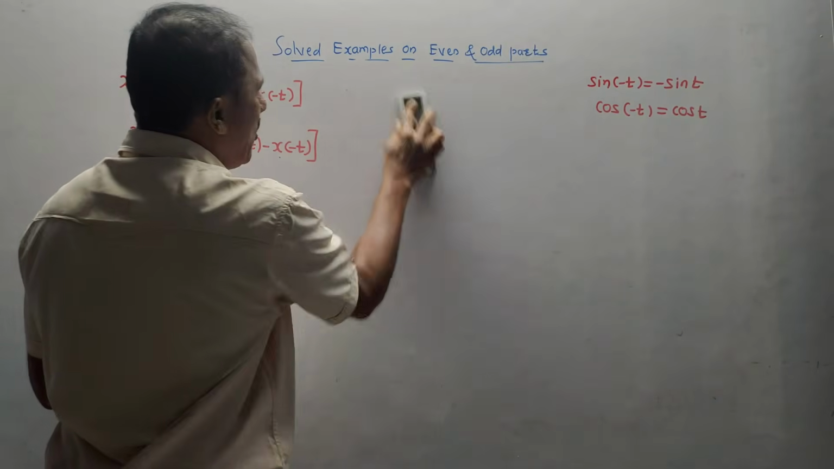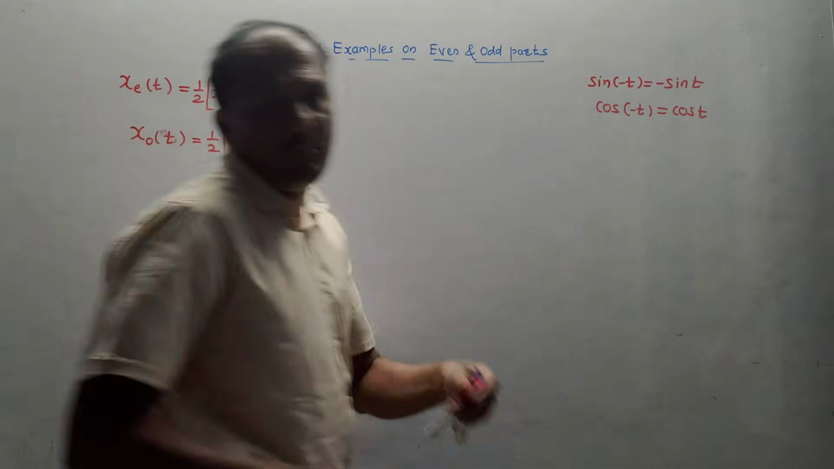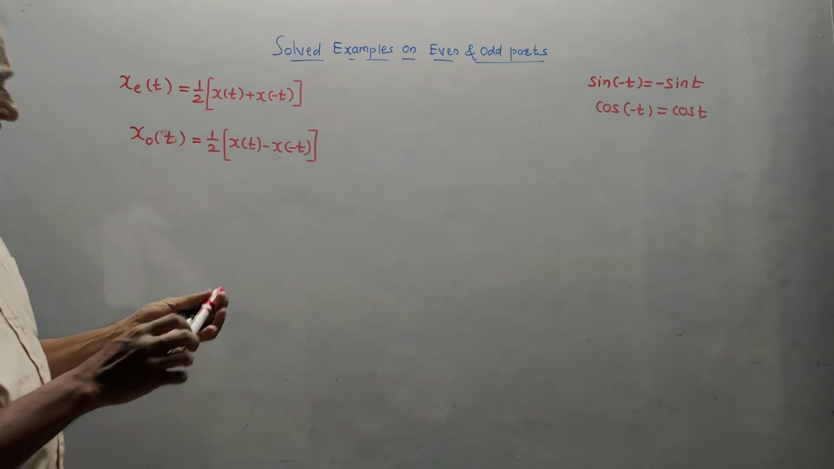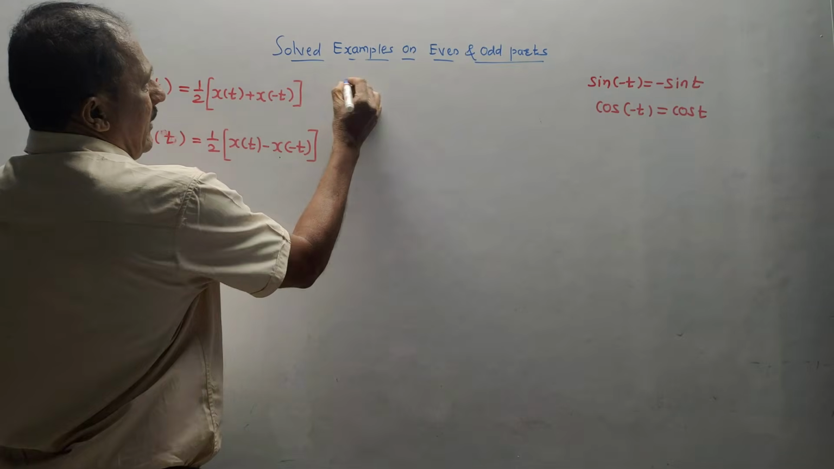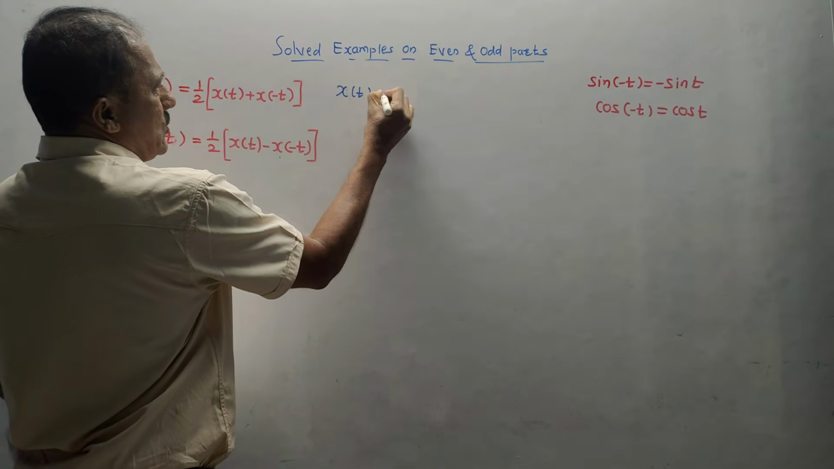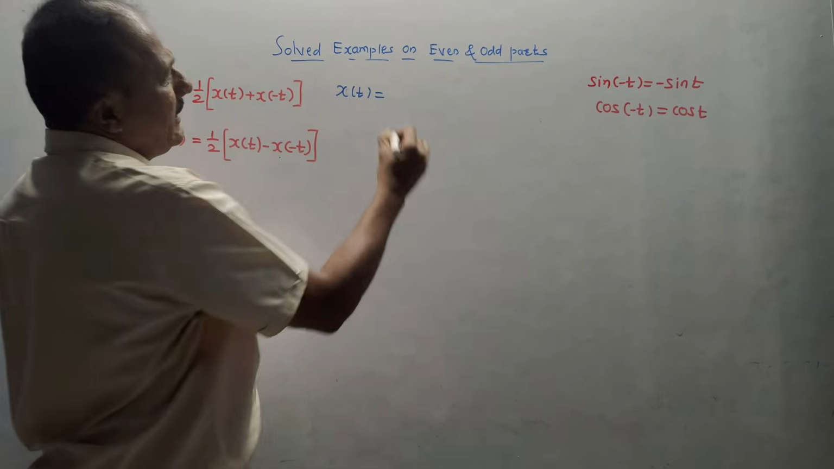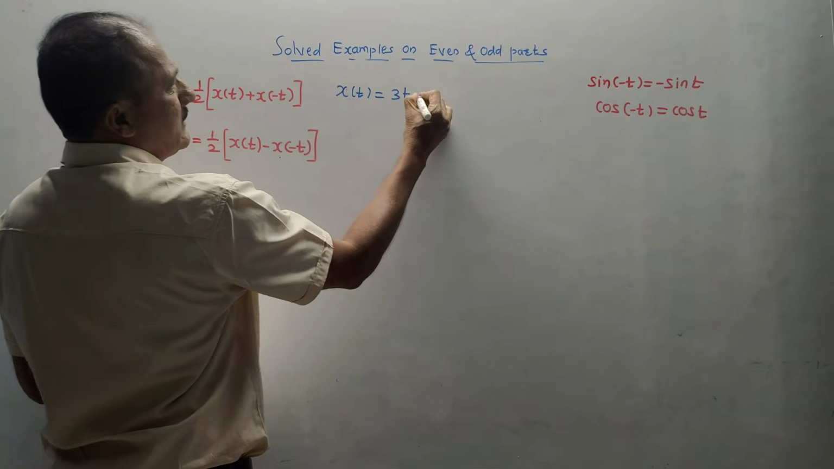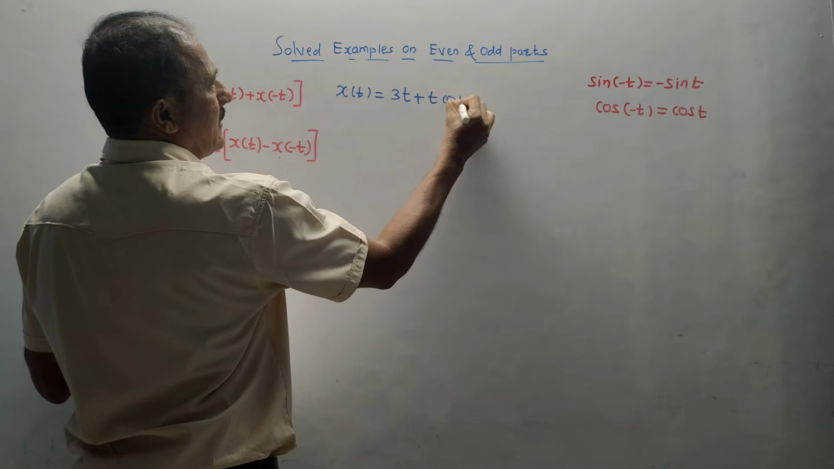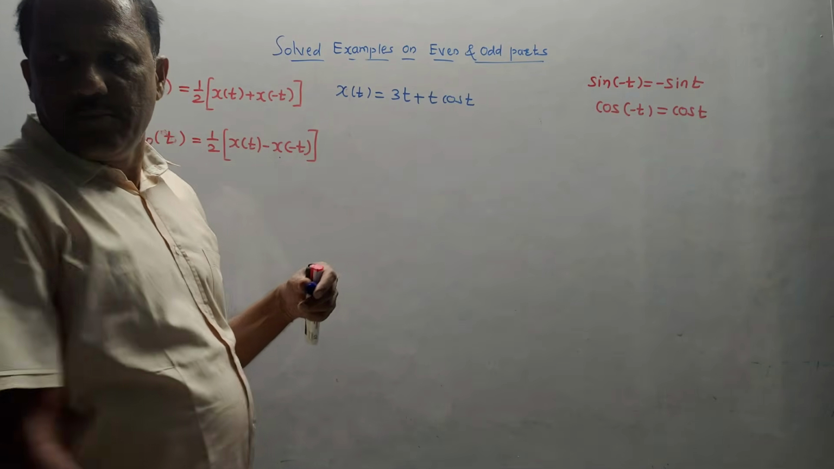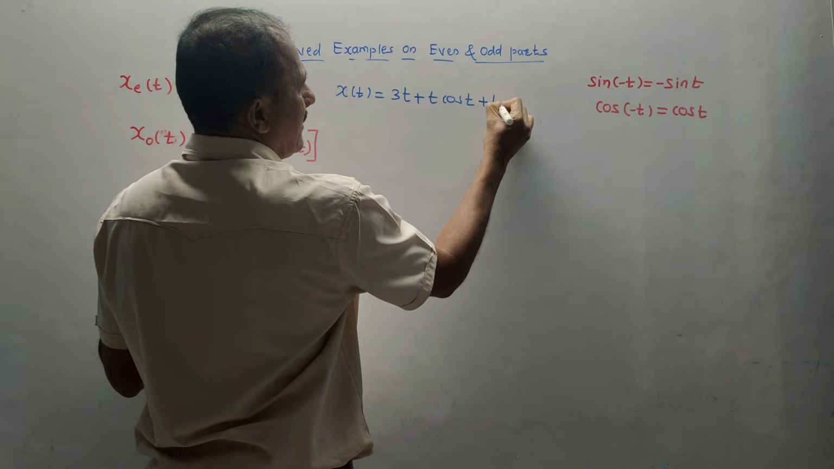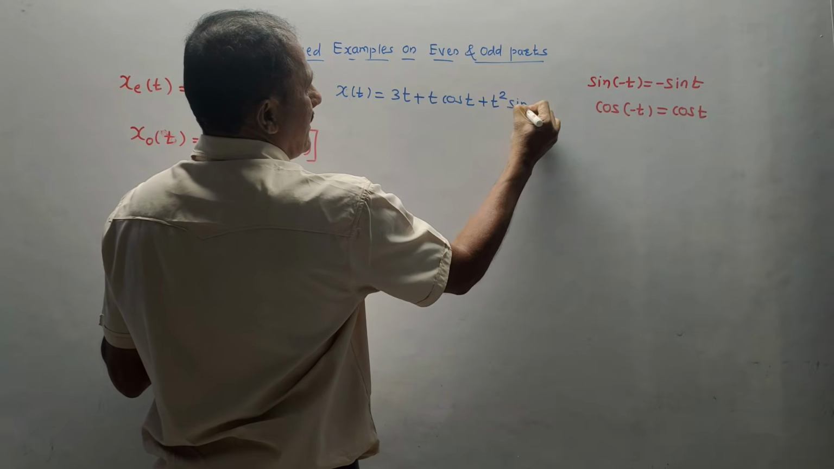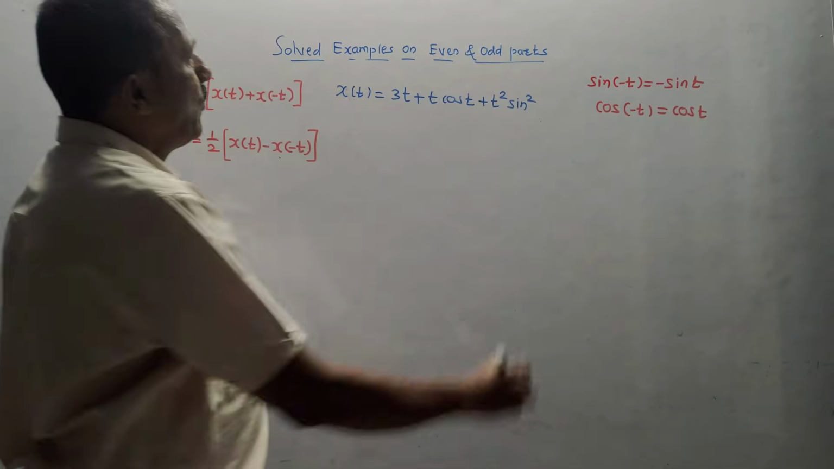Now let us solve one more numerical so that this concept will be more clear to you. Consider the next sum. x of t is equal to 3t plus t cos t plus t square sin square 4t.